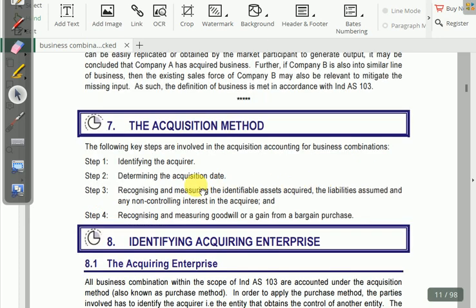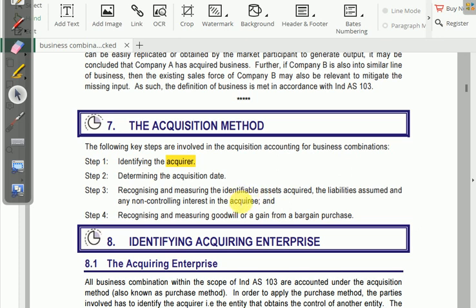Now the acquisition method. Following are the key steps involved in the acquisition accounting for a business combination. First, identify the acquirer. Who is the real acquirer? Here, legal acquirer and accounting acquirer can sometimes be different. We will see that in detail. Then determine the acquisition date. Recognize and measure the identifiable assets acquired, liabilities assumed and any non-controlling interest in the acquiree. And recognize and measure goodwill or a gain from a bargain purchase.